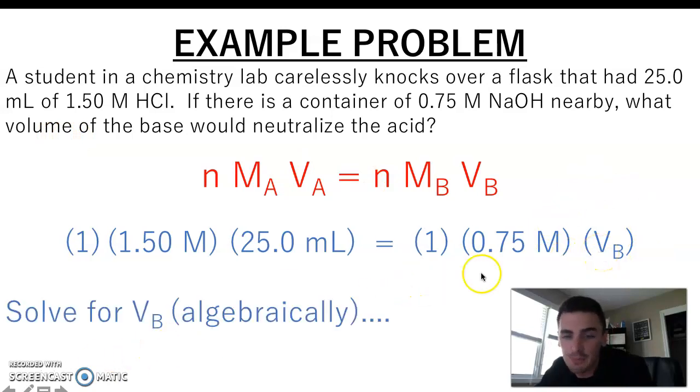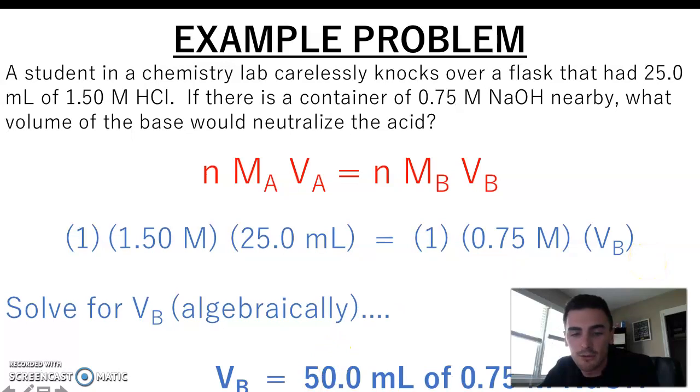Then you're just going to algebraically get volume of base by itself, and what we'll see is that it would take 50 milliliters of base to neutralize that acid, and that makes sense. I need way more base. I have 50 milliliters of my base because it's not as concentrated as my acid. Since my acid's 1.5 and this is 0.75, it's going to take a lot more of this to keep up and neutralize to make that salt water.